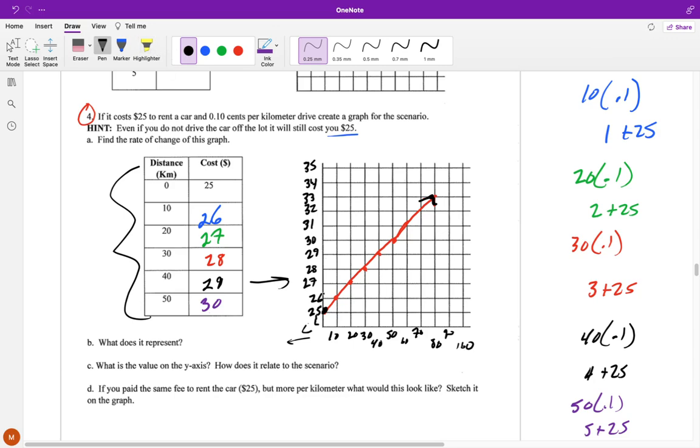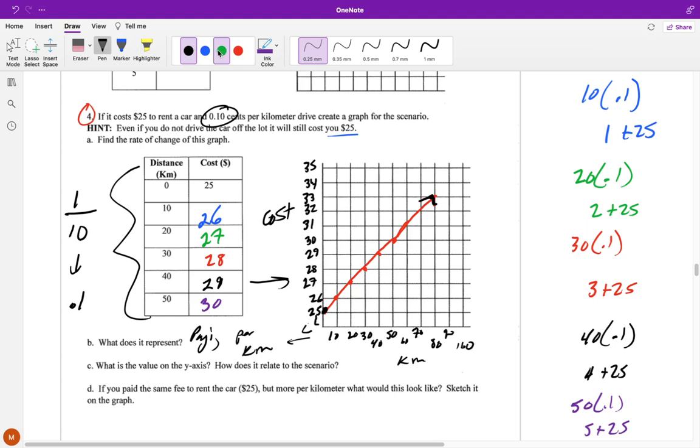Well, from here, I'm moving up 1 and over 10. So if I'm moving up 1, that's a change of 1. And I'm moving over 10, so it's 10. So 1 over 10, or this 10 cents. 0.1 if you want to write it as a decimal. What this represents is how much we're being charged, because this is cost and this is distance, so kilometers. So it's how much we're paying per kilometer.